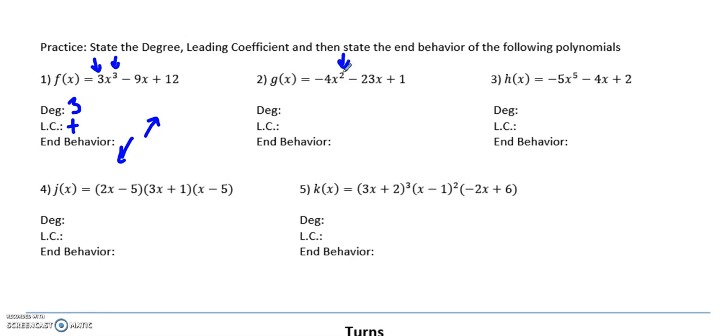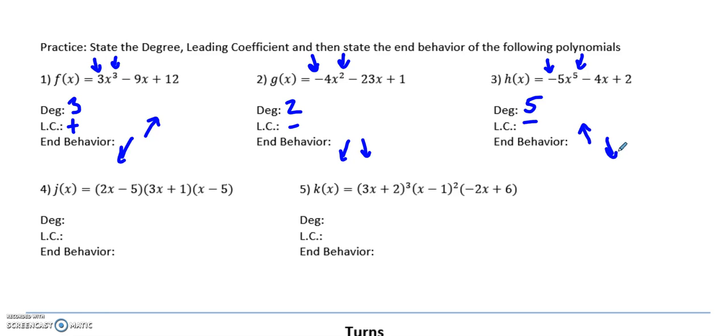For number 2, I have a degree 2. That's an even degree, so I'm thinking same. It's either up, up, or down, down. And my leading coefficient is negative, so it's down, down. Number 3, degree of 5. Since it's an odd degree, I have opposite end behavior. Leading coefficient is negative, so I have up, down, because it's reflected of what a normal cubic or any odd degree polynomial would look like.